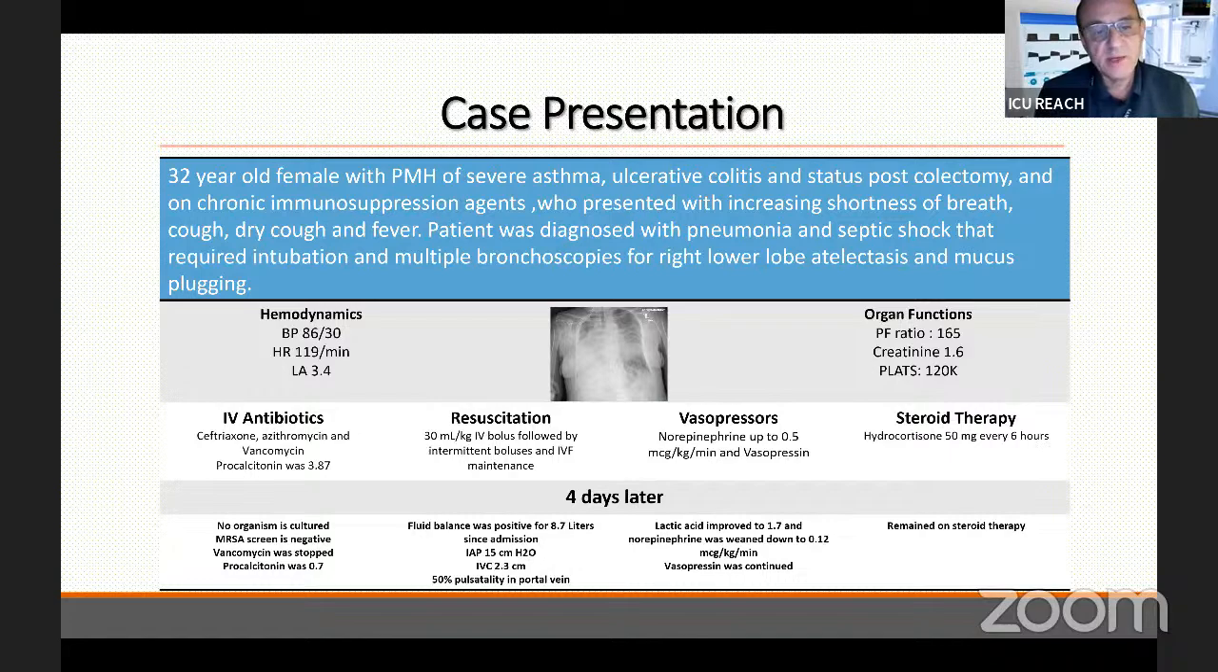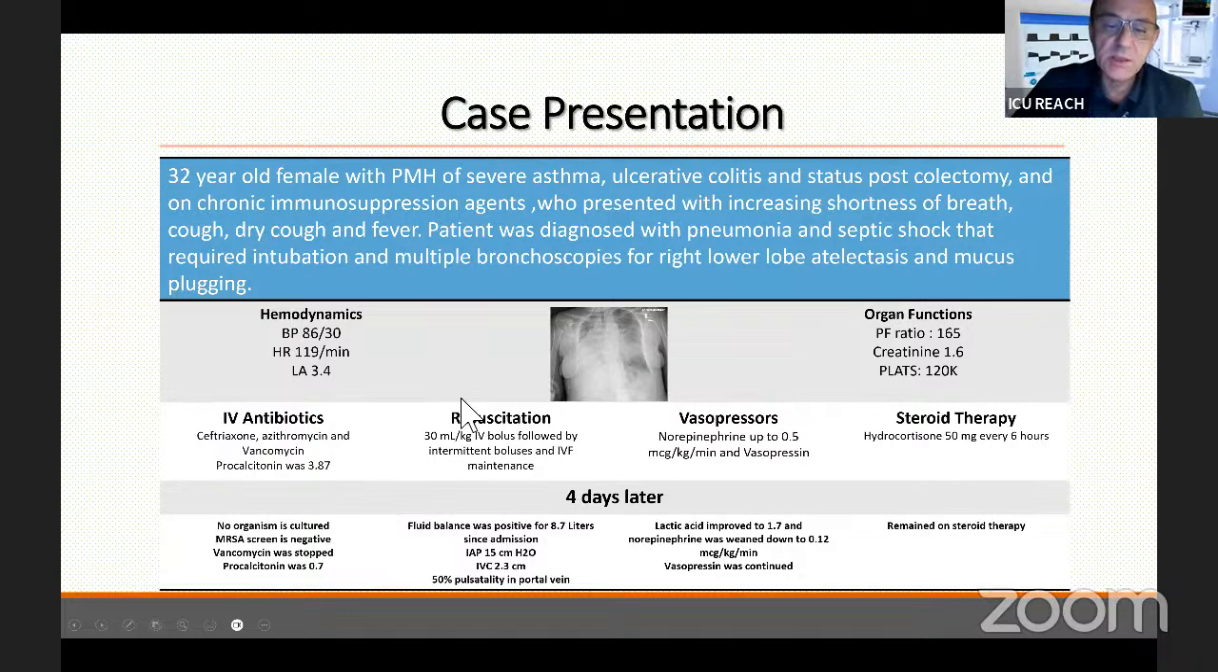When she came to us, she was hemodynamically unstable with systolic blood pressure of 86, her heart rate of 119, and the lactic acid was 3.4. Her PF ratio was 165, creatinine 1.6, and platelets of 120. Of course, she was started on IV antibiotics as per ATS guidelines with ceftriaxone and azithromycin, and we felt that we should add vancomycin for her. Her procalcitonin was elevated at 3.87.